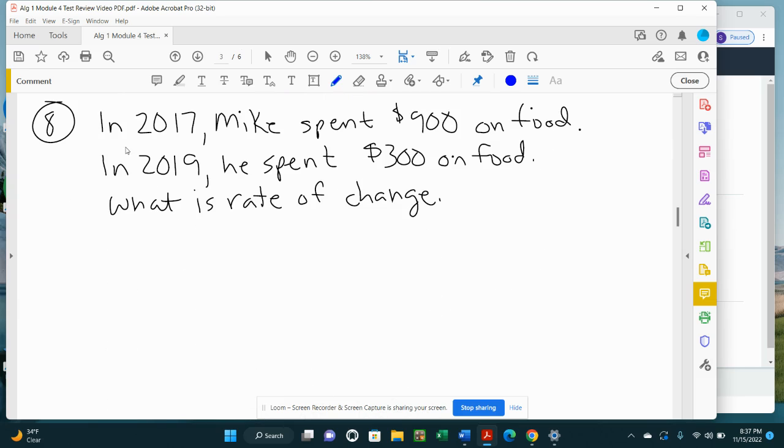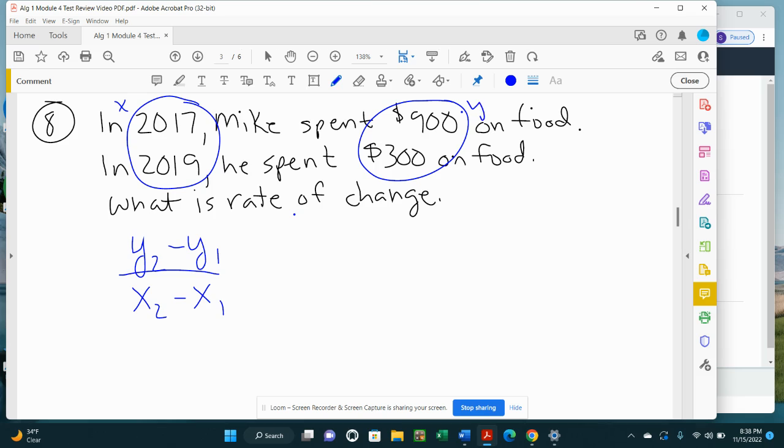Notice that we have a word problem. In 2017, Mike spent $900 on food. In 2019, he spent $300 on food. What is the rate of change? So the rate of change is the same thing as the slope, y2 minus y1 over x2 minus x1. So notice that we have dates here, years in particular, and so those are going to be my x values. You notice that we have these values, which are going to be my y values.